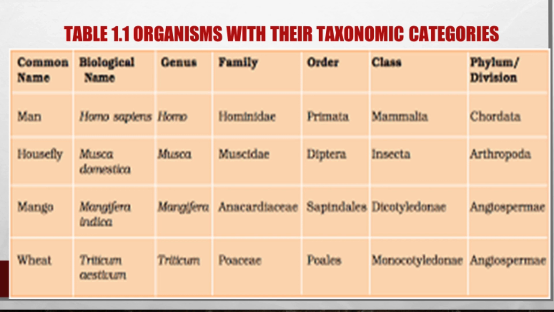The biological name given to housefly is Musca domestica, where Musca represents the genus and domestica is the species. Housefly belongs to the family Muscidae, placed under the order Diptera and class Insecta. Broadly classified under the phylum Arthropoda. The biological name given to the mango tree is Mangifera indica, where Mangifera represents the genus and indica is the species. Mango belongs to the family Anacardiaceae, placed under the order Sapindales and class Dicotyledonae. Broadly classified under the division Angiospermae. In the same way, you can see the classification of wheat as well.